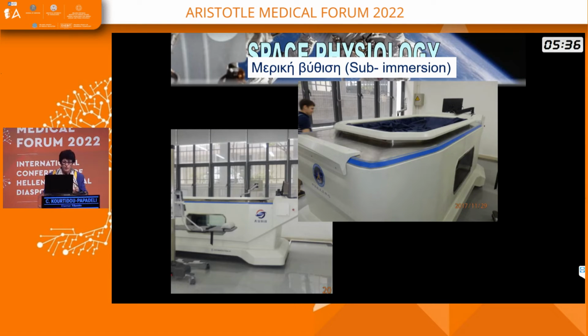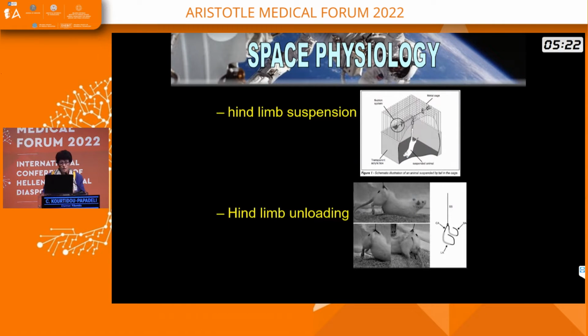Then we come to the submersion. This is used to simulate microgravity by the Russians. Now the Chinese also got some submersion devices. This is also a good simulation of bed rest and inactivity. And then we can use the animals like a hand limb suspension or the unloading. Unloading is milder. Hand limb suspension is very specific.